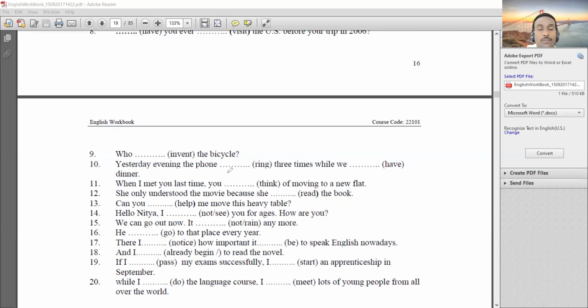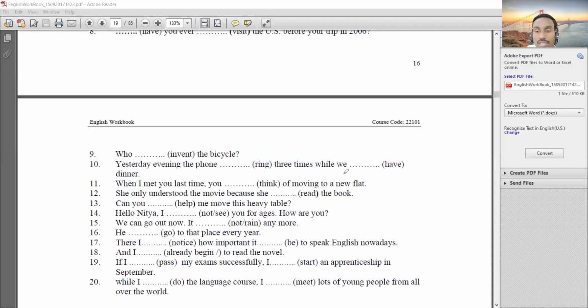So here, two sentences. Which two sentences? The phone ring is one sentence, and we have dinner is another sentence. But in the beginning itself, the word yesterday tells us this is going to be in which tense? Past tense, okay? If it is past tense, there is a combination of simple past and past continuous. So here you are going to use simple past, here you are going to use past continuous. If it is simple past, we use V2. So here ring is there, therefore we need to use V2, that is rang. So it becomes yesterday evening the phone rang 3 times.